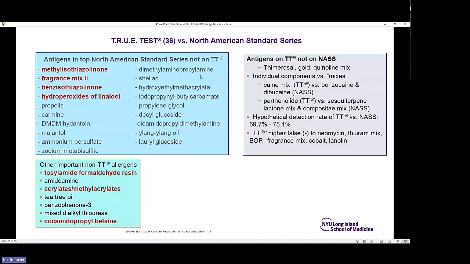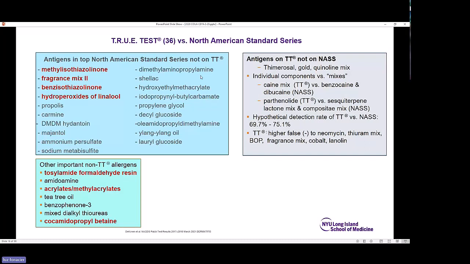There are also individual components which are tested in the TRUE test as a mix, such as the caine mix, where in the North American Standard Series, we test individually, such as benzocaine and dibucaine. So what's the hypothetical detection rate of the TRUE test against the North American Standard Series? Anywhere from 69 to 75%. What does this suggest to you? It suggests that you will probably miss 25 to 30% of positive allergens that you would have picked up if you did the expanded series, as compared to the TRUE test alone.